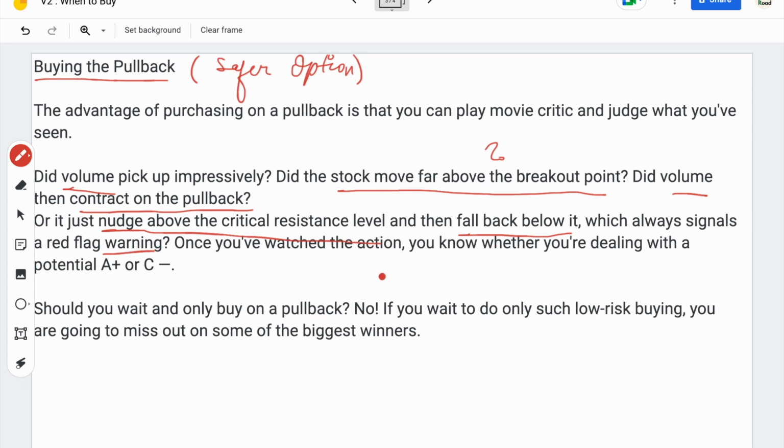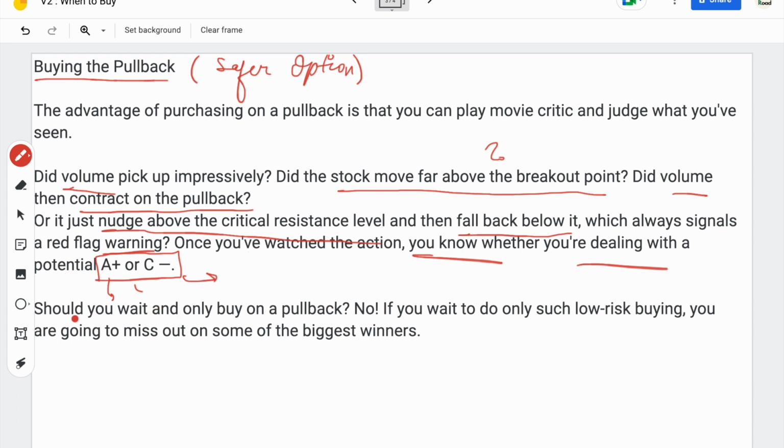Now here is one thing. He says once you have watched the action, that is the breakout, you know whether you are dealing with a potential A plus or C minus. Here, he basically is giving you an idea to build a priority list, wherein you shortlist all the stocks, and then among those stocks, you select the stocks which are excellent, stocks which are good, and stocks which are bad. That is what he means by A plus and C minus. So this is the idea you need to take away, that always have a list sorted accordingly. Good stocks, excellent stocks, bad stocks. Bad stocks, you can just clean from the watch list, and you have to be very focused on the excellent setups. That is what he's trying to say.